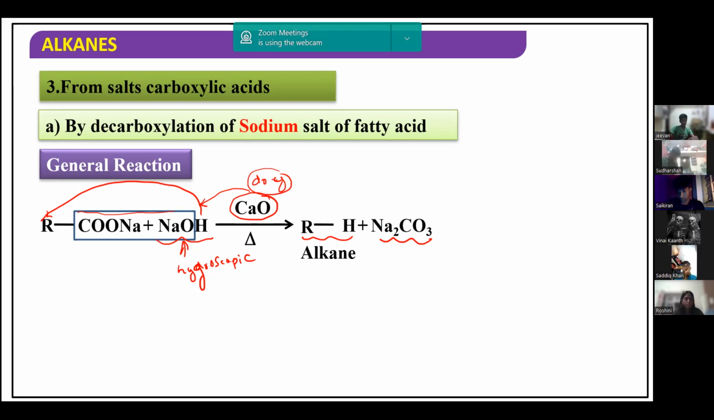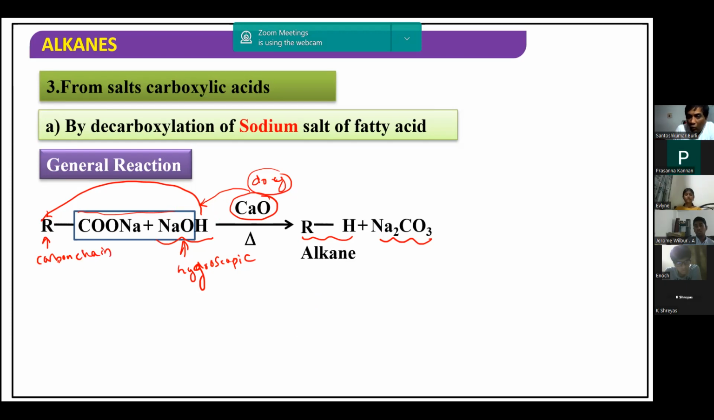You can observe one more point in this reaction. R is the carbon chain, which may have 1, 2, 3, 4, 5 carbon atoms, the number may be different. Plus 1 carbon atom in the carboxylate group. COONa, the COO⁻ group, is called the carboxylate group, and it has 1 carbon atom. So the total number of carbon atoms in this sodium salt of carboxylic acid is R plus 1.